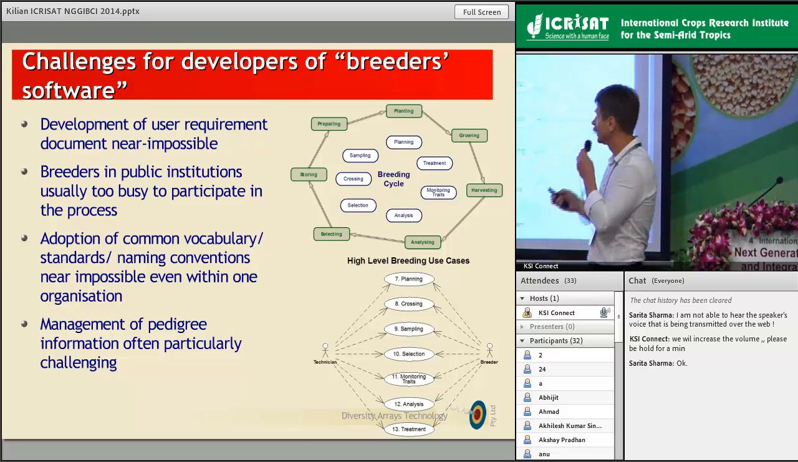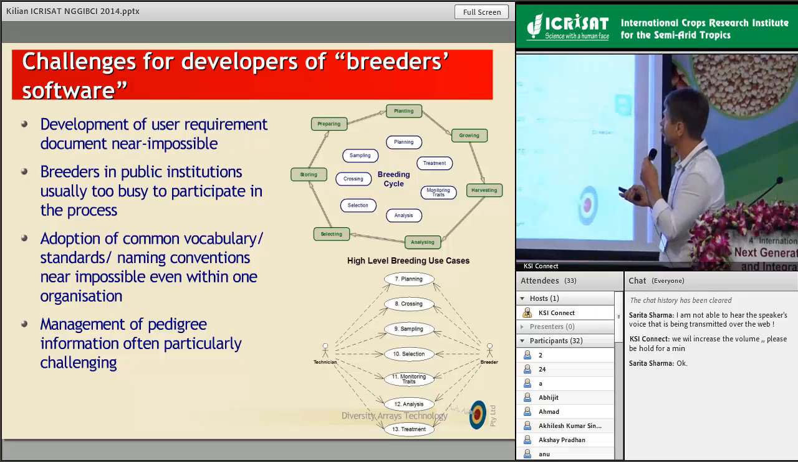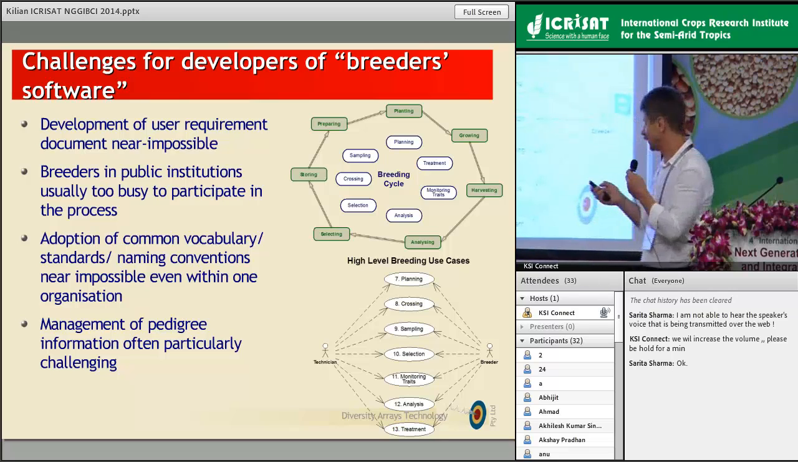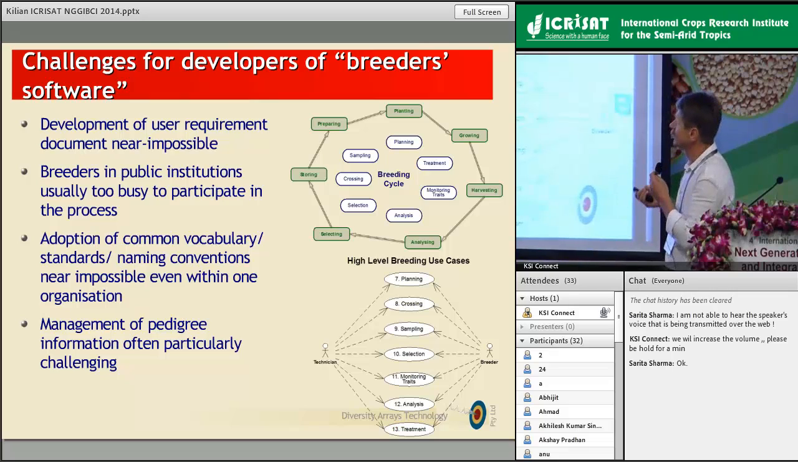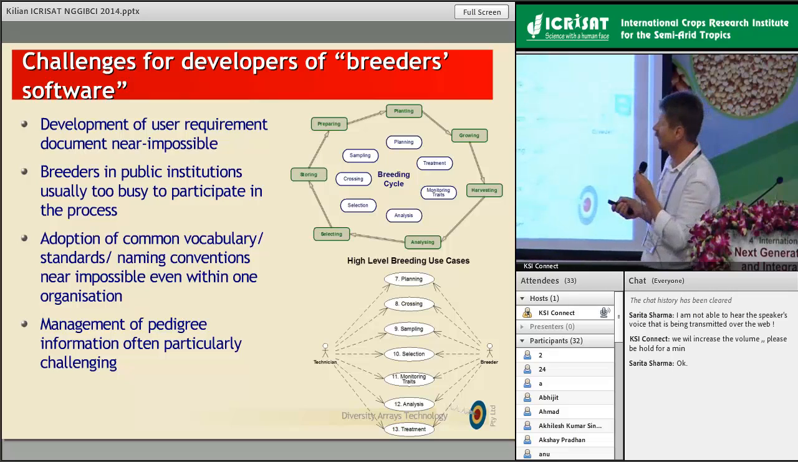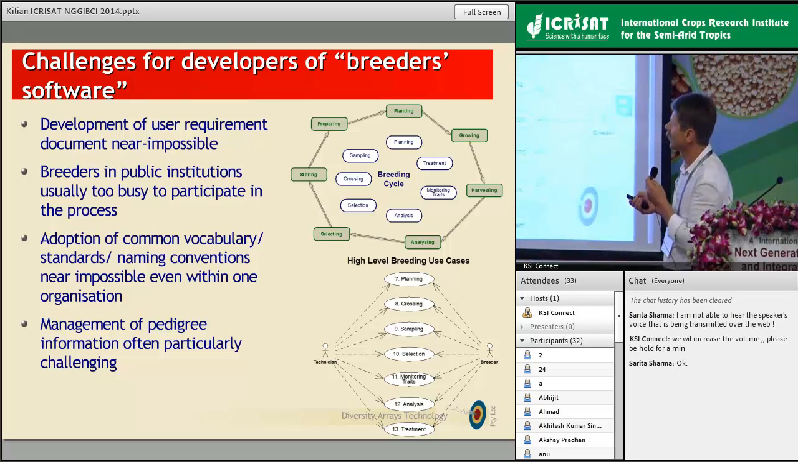Sorry, let me finish now. Okay, so breeders in public institutions are overworked. They don't have enough time, and because there are often several of them in larger institutions, we find it very hard for them to adopt a common vocabulary, common standards, and naming conventions.